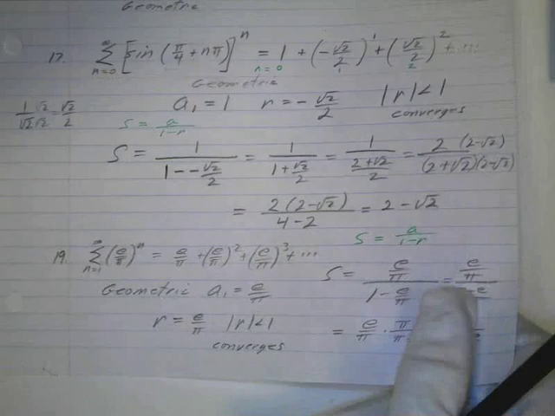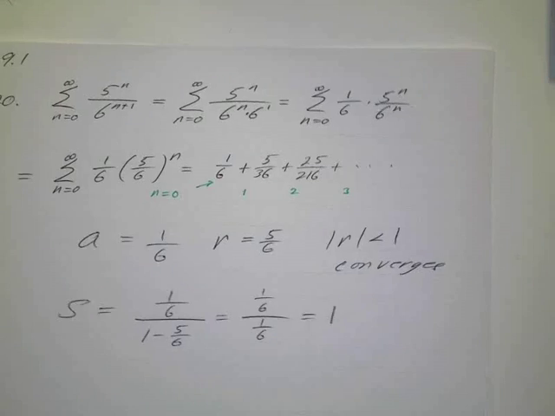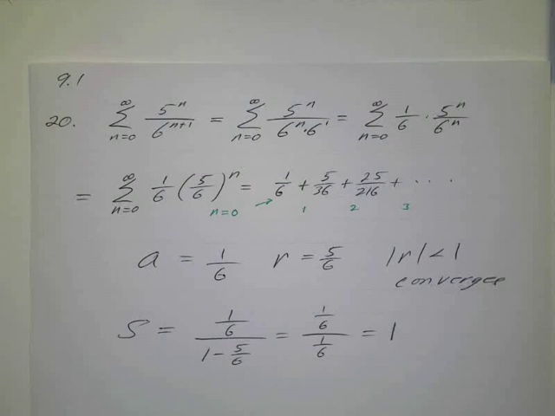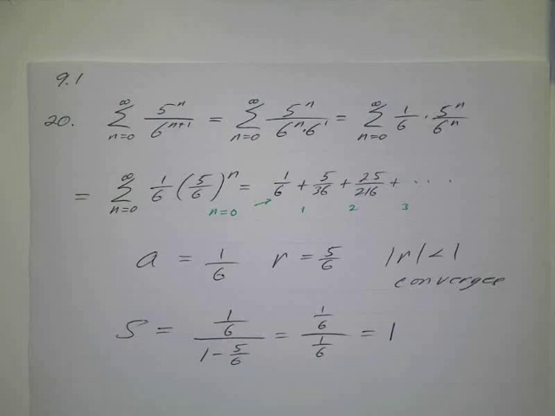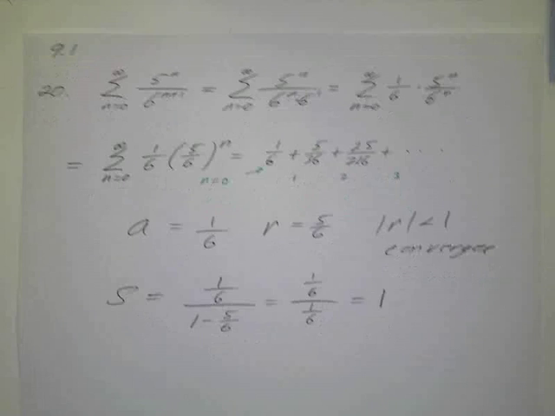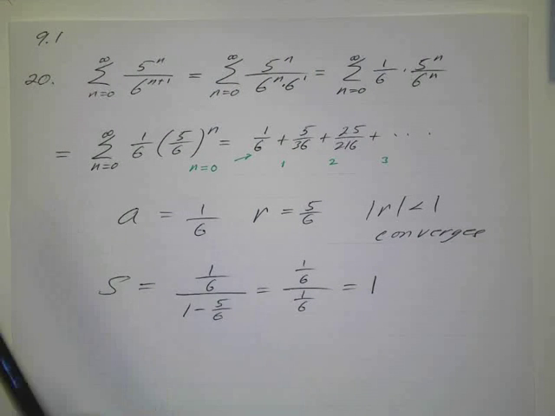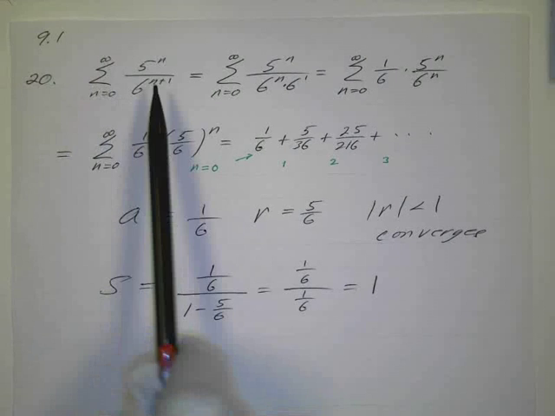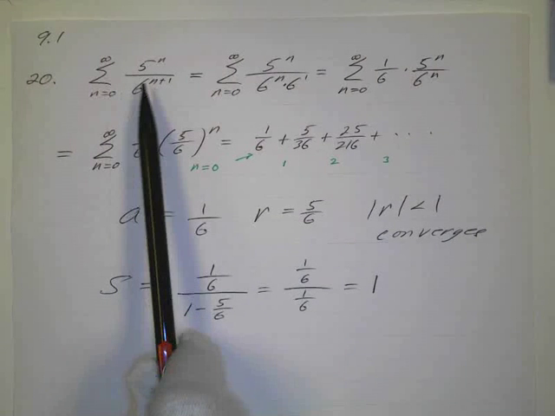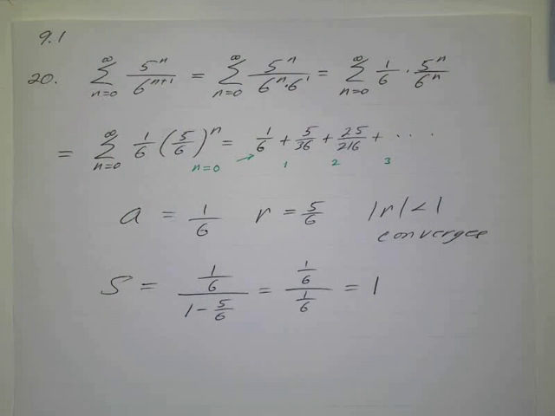Okay. Some of these I did in notes, and some of these I had to do this evening. These don't take real long. This is number 20. Back this up a little bit here. There we go. So here's number 20. Now, sometimes these are a little disguised, so you have to fool around with them. This is the summation of 5 to the n over 6 to the n plus 1.